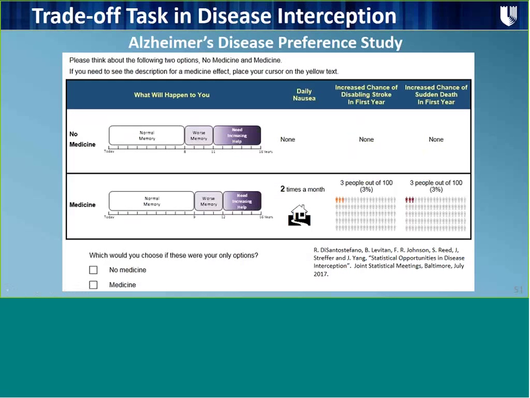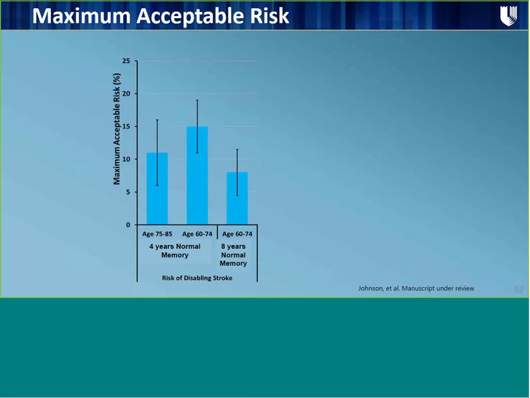In a recent study that we did on Alzheimer's, we offered a constant status quo alternative of what's going to happen to you if you don't take a medicine which could delay onset of symptoms. The other attributes are nausea, increased chance of disabling stroke, and increased chance of sudden death. And we asked, would you take no medicine or medicine in each of the questions? And we were able to calculate maximum acceptable risk.